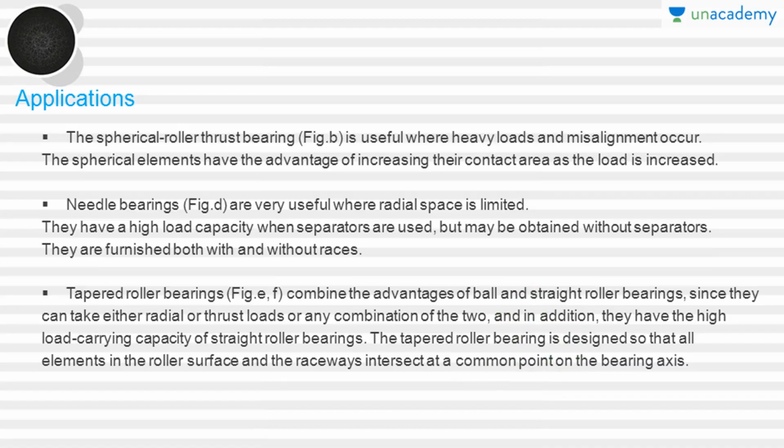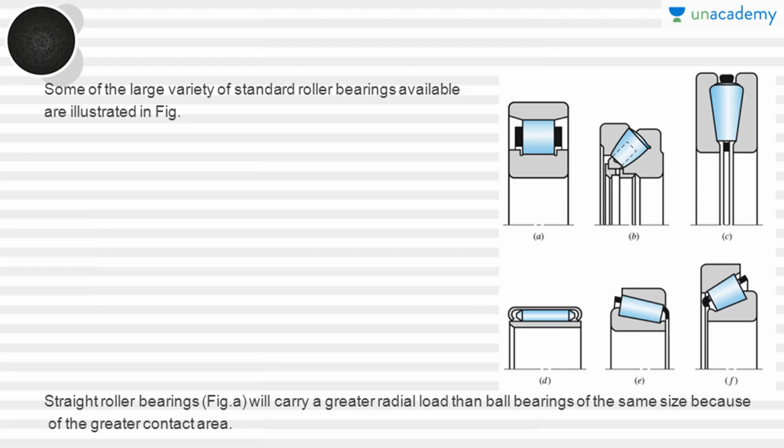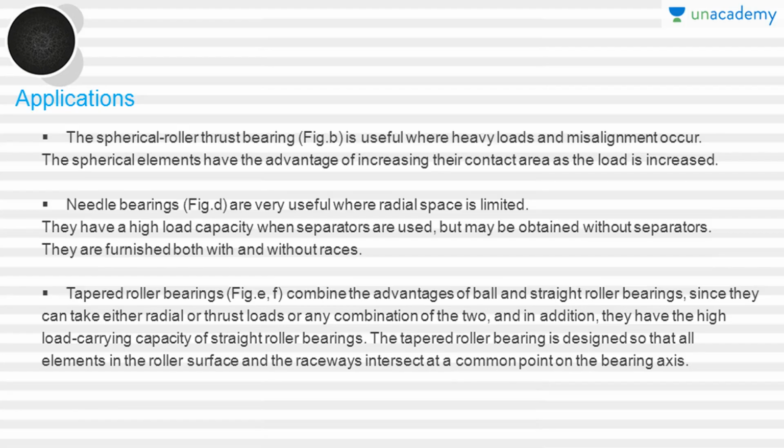They have a high load capacity when separators are used, but may be obtained without separators, and they are furnished both with and without the races. They can take radial loads, and if we use the separator between the elements of that bearing, they can provide a high load capacity.